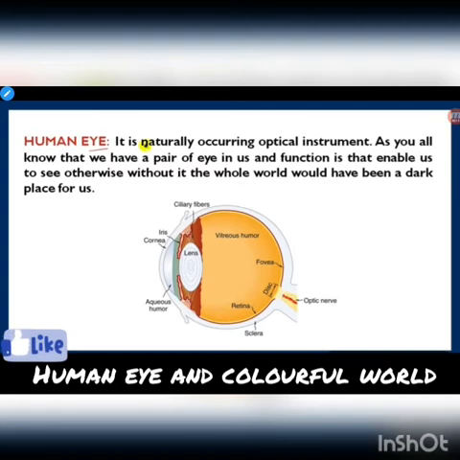The human eye is a naturally occurring optical instrument that you have in your body. As you all know, we have a pair of eyes, and their function is to enable us to see. Otherwise, without it, the whole world would have been a dark place for us.